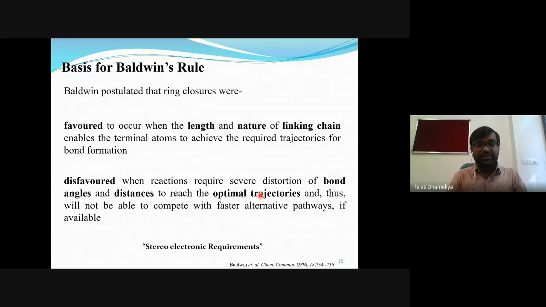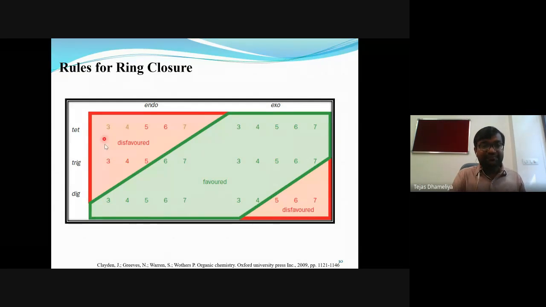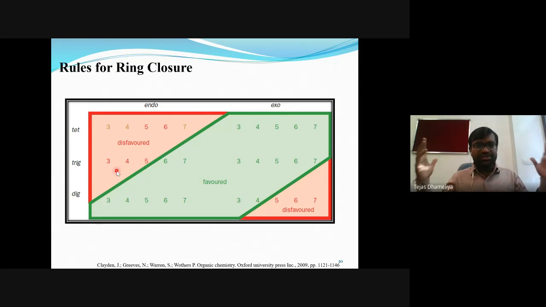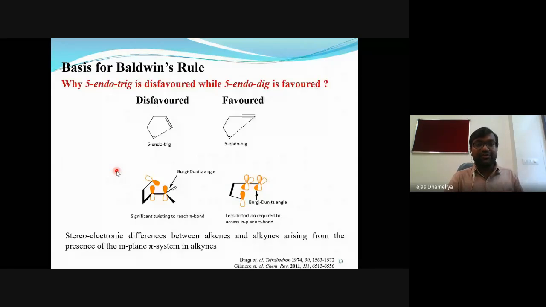Okay, so this is also like that. Sometimes disfavored bond angles, too much distances, so the optimal trajectories are not achieved. That's why these are disfavored, whereas these are favored, because optimal distances and optimal trajectories are achieved. Here the bond angle is so weird and distorted that due to the attack, even cyclization is not possible. Okay, so I hope that I am able to explain this to you.